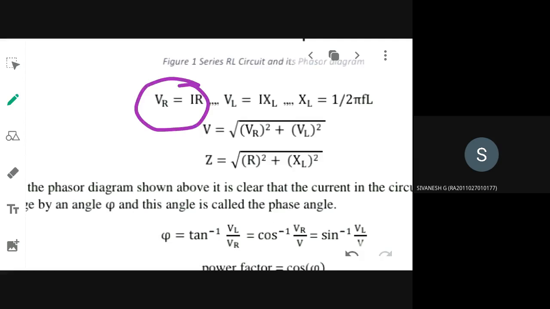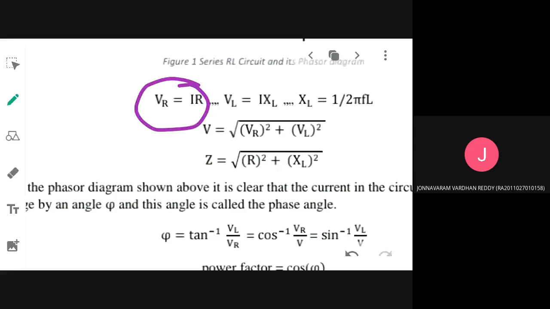Voltage across the inductance is I into XL. So what is XL? Omega L. What is omega? 2 pi F.